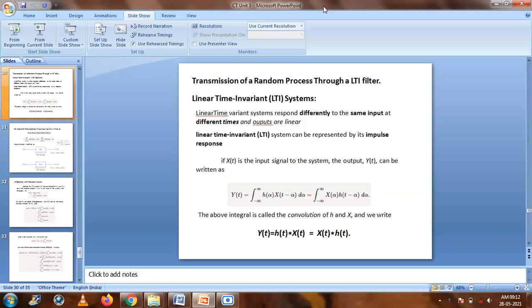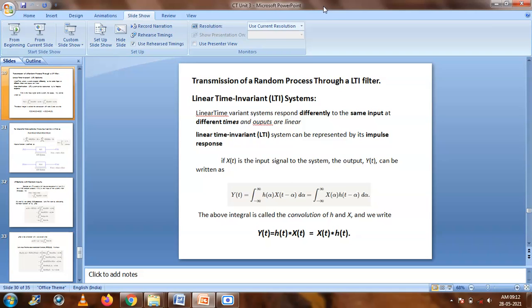Transmission of a random process through an LTI filter. So here we have to see the linear time invariant system. What is a linear time invariant system?